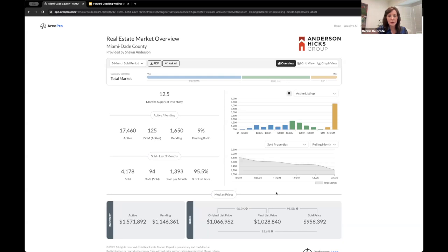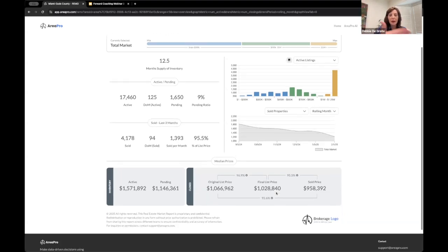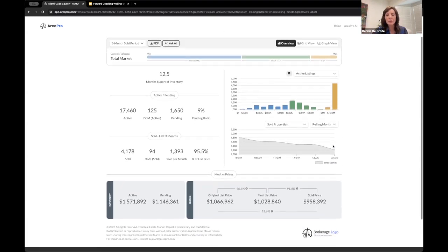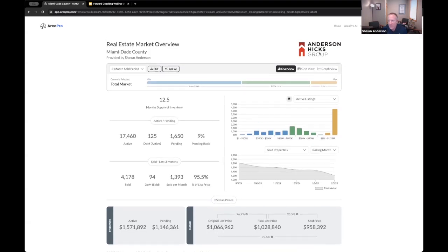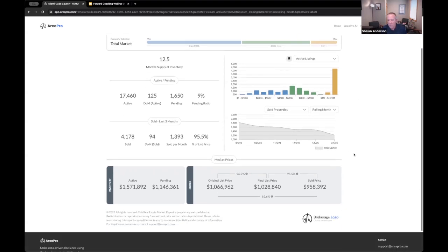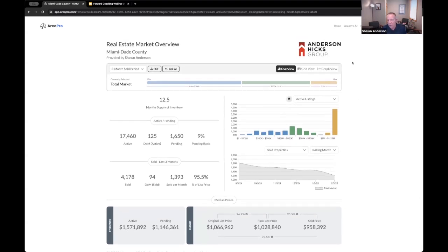So if you have Area Pro, can you set it up where I see the Anderson Hicks group? Will that auto populate with their own logo so that it's a branded report? That's exactly right. It's a branded report. You'll have your brokerage logo at the bottom, and if you're a solo agent that has a brand, then great. Or if you don't have a brand, you can put your brokerage logo up there. So there's some flexibility, but yes, that's your own private branding.